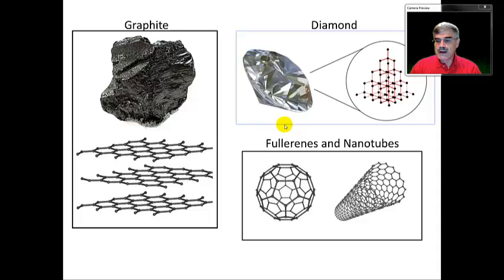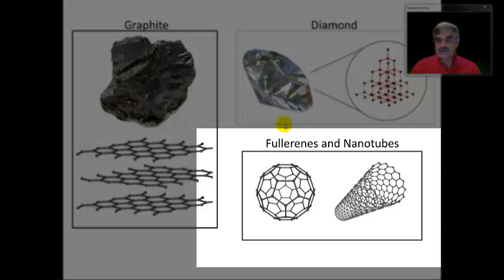The bottom right corner shows 2 relatively newly discovered allotropes of carbon. One is called fullerenes and the other is called nanotubes. The fullerenes are spherical molecules. In the most common form, there are 60 carbon atoms linked together to form this very nice looking spherical ball. It looks very much like the traditional soccer ball. It's called fullerenes in reference to Richard Buckminster Fuller, the architect who designed geodesic domes.